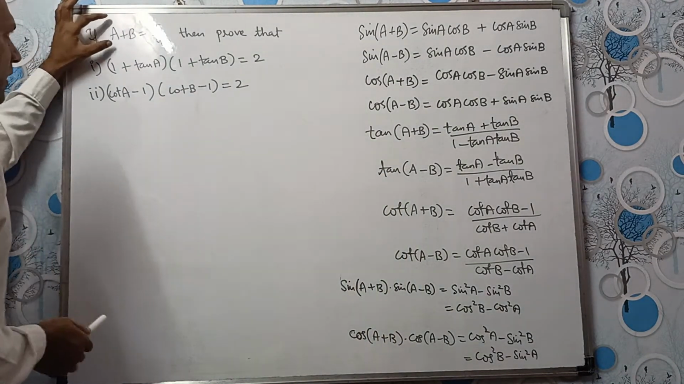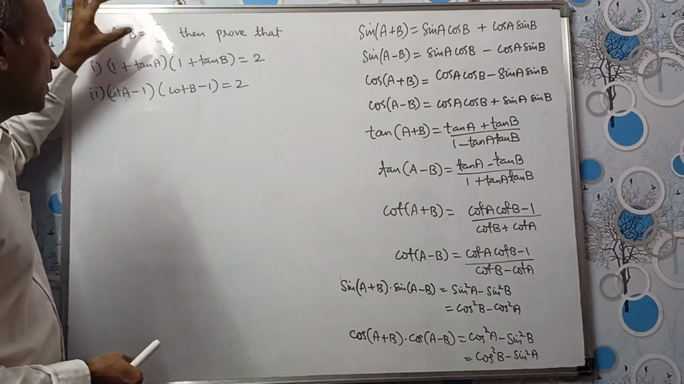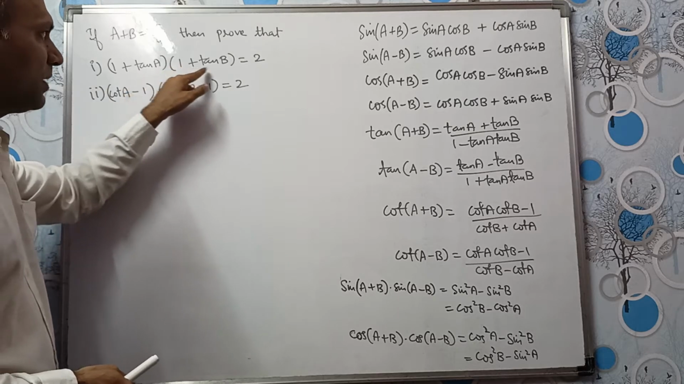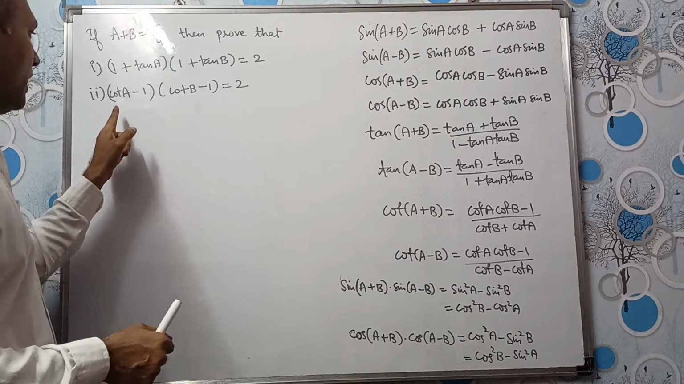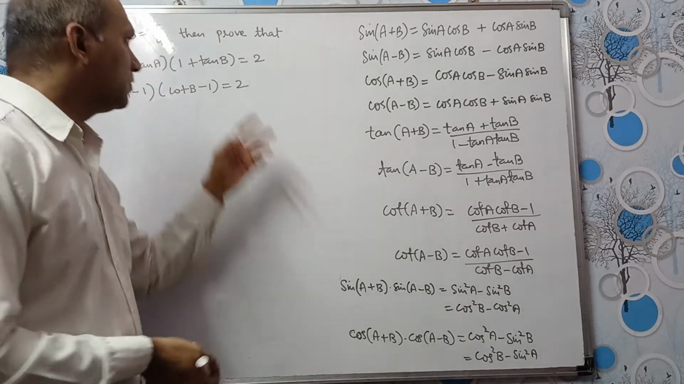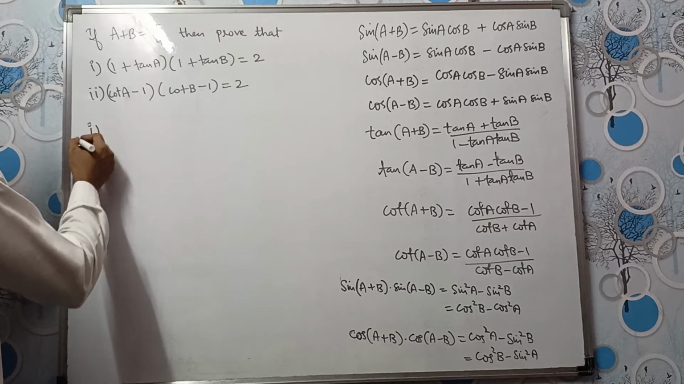Very important question. If a plus b is pi by 4, pi by 4 is 45 degrees, right? Then prove that 1 plus tan a multiplied by 1 plus tan b is equal to 2, and cot a minus 1 multiplied by cot b minus 1 is equal to 2. We have these two questions. Okay, so let us solve the first one.